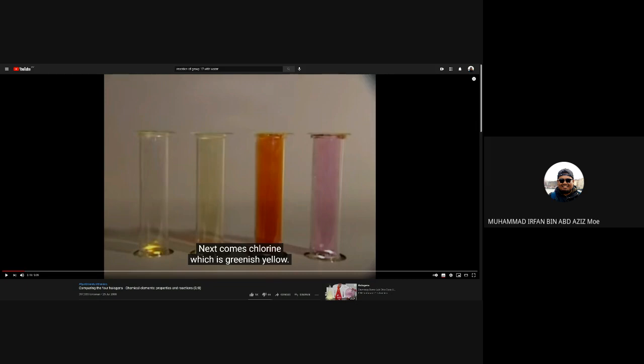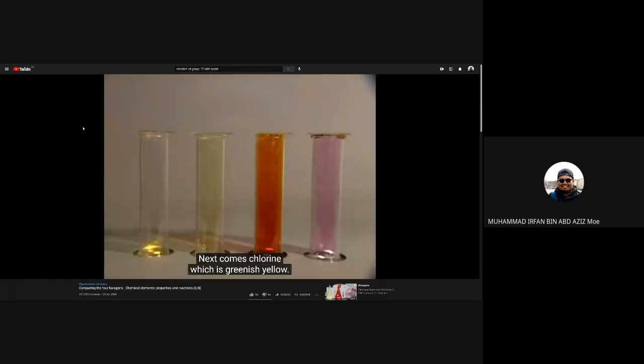In experiments we mostly focus on chlorine, bromine and iodine. Why? Because fluorine is colorless, so it is hard to see, and astatine, down the group, is not very reactive. Therefore we focus on chlorine, bromine and iodine. Here we can also see they have three states of matter: chlorine is a gas, bromine is a liquid, and iodine is a crystal or solid.